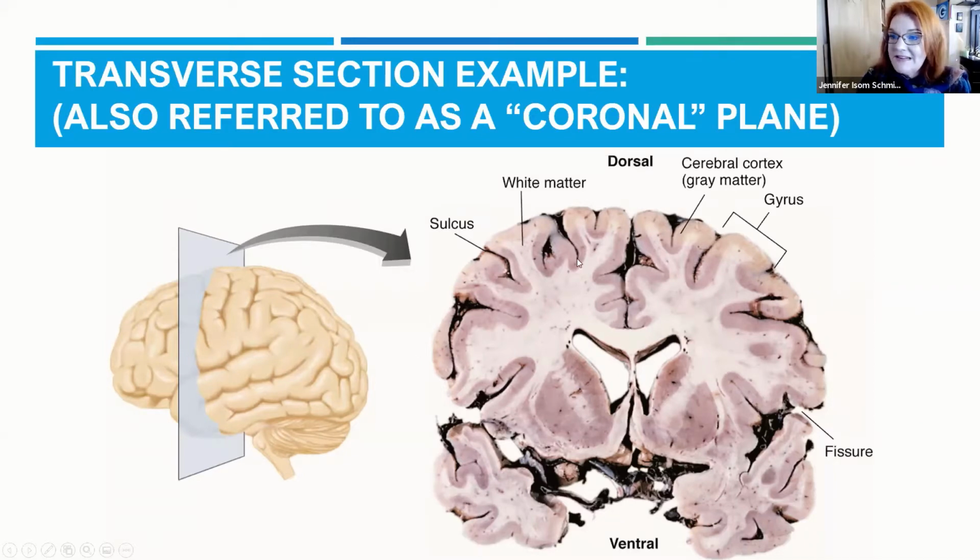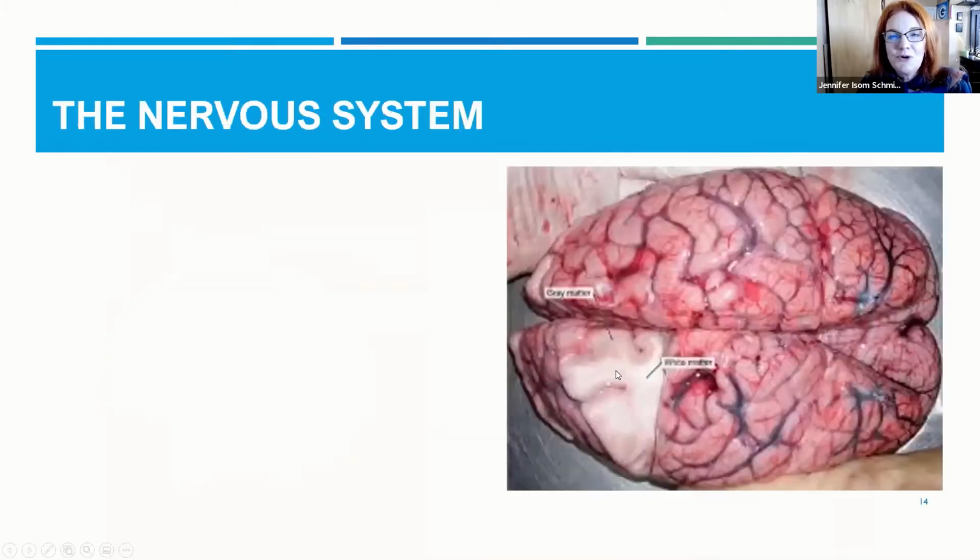Okay, but this is an example again of a transverse cut or transverse plane, also known as a coronal. Okay, we're looking at a horizontal view now, right? Because this is the top of the brain. And with this, just like in the last slide, you can see the differences between the different parts of the cortex. So this entire part here is the cortex.